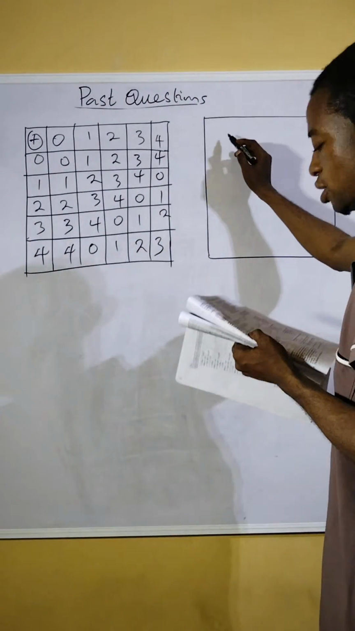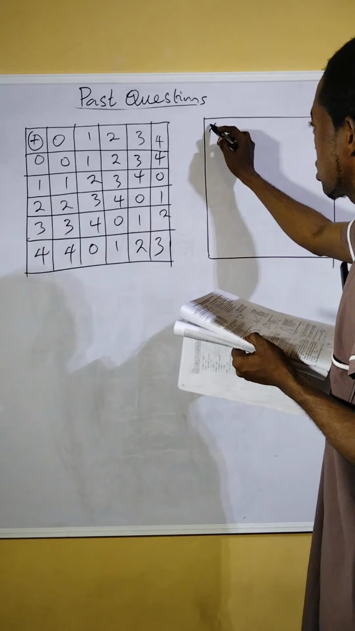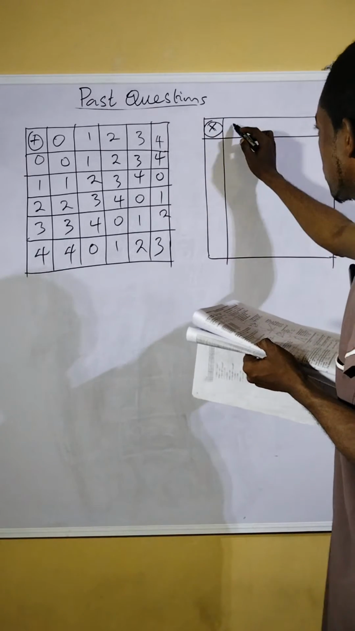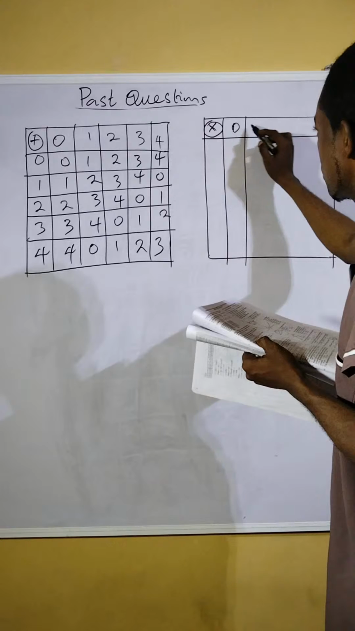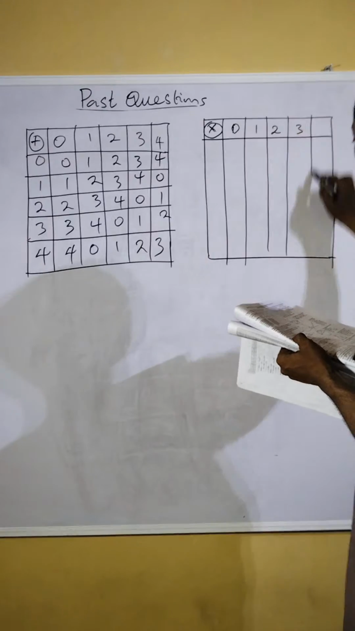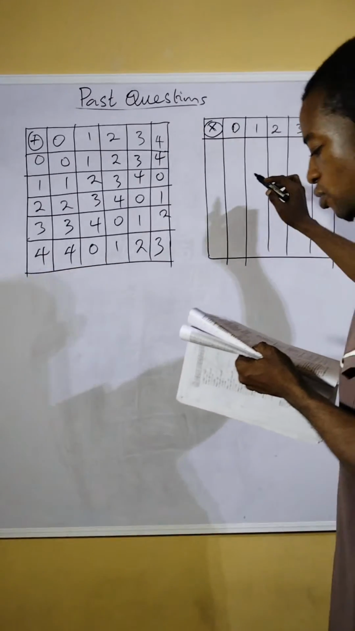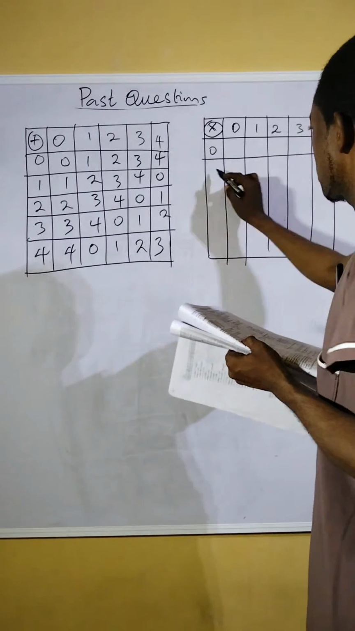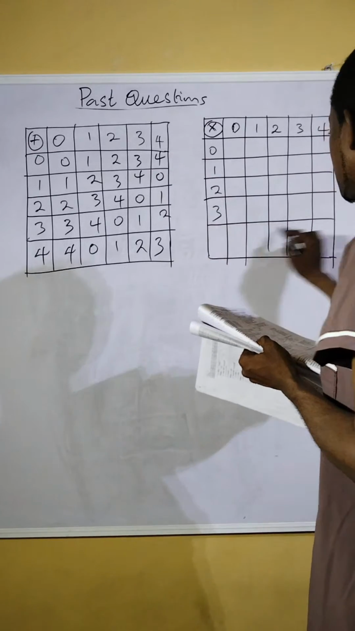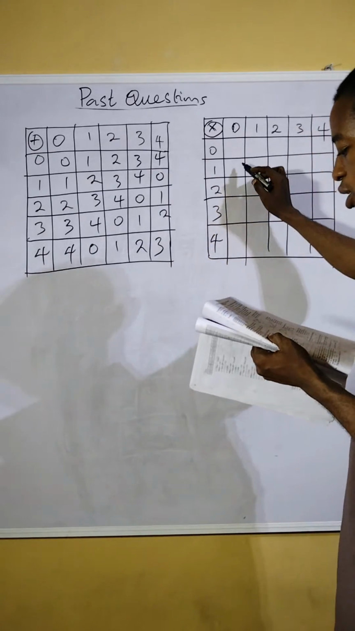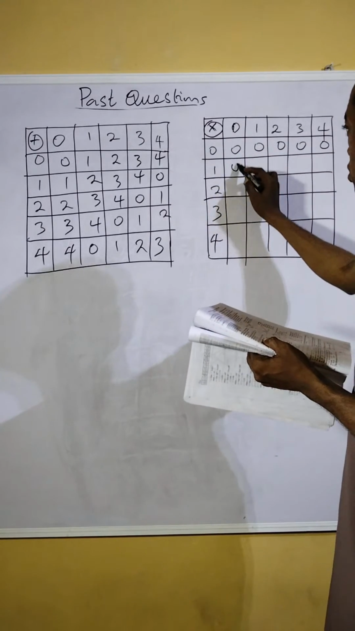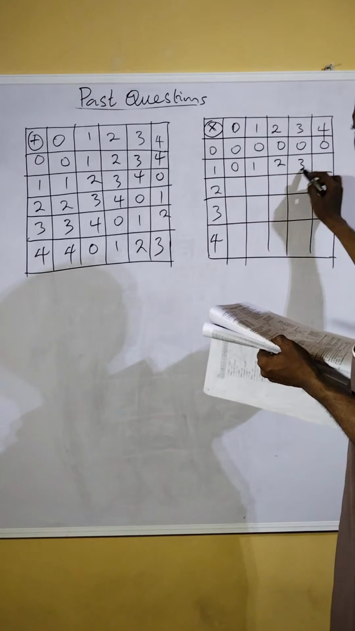And also here as well, we have multiplication. So the operation here is multiplication. And here we have 0, 1, 2, 3, then 4. And also here we have 0, 1, 2, 3, then 4. And this operation is multiplication here. So everything here we have 0. And here we have 0. This is 1. This is 2, 3, 4.